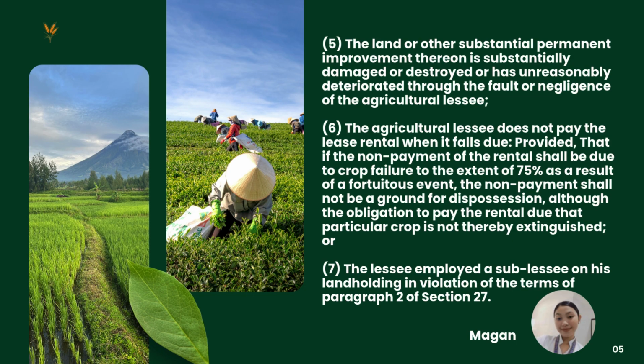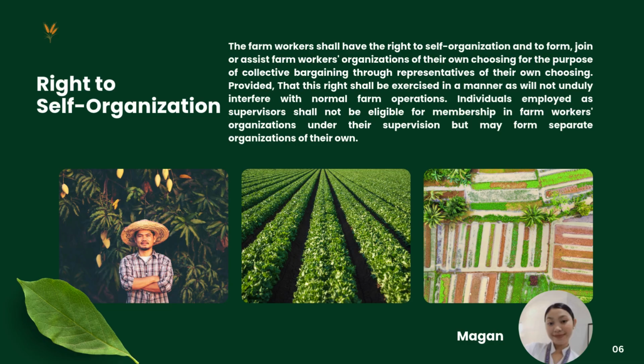However, non-payment due to at least 75% crop failure from a fortuitous event is not a ground for disposition, though the debt remains. The seventh one means the lessee employs a sub-lessee in violation of the terms of paragraph 2 of section 27. The fourth one is right to self-organization.